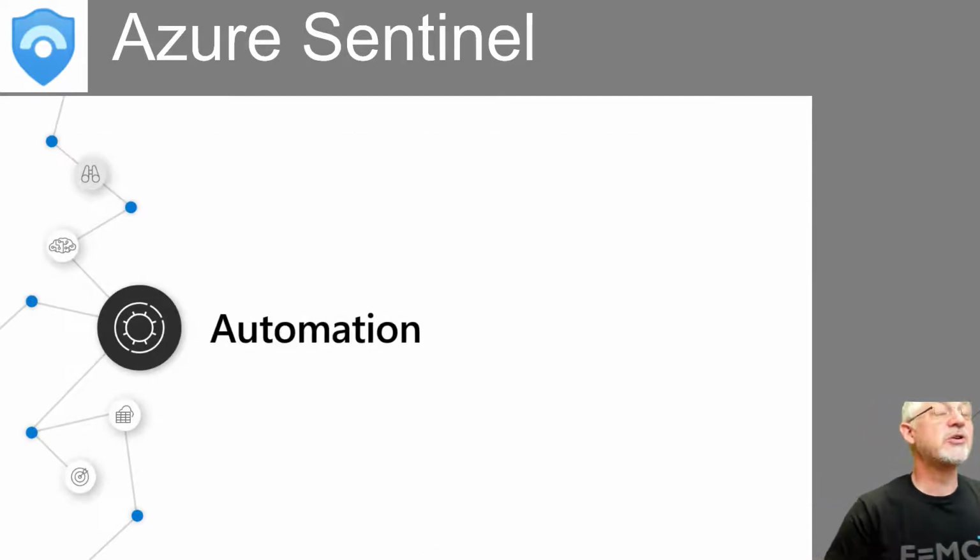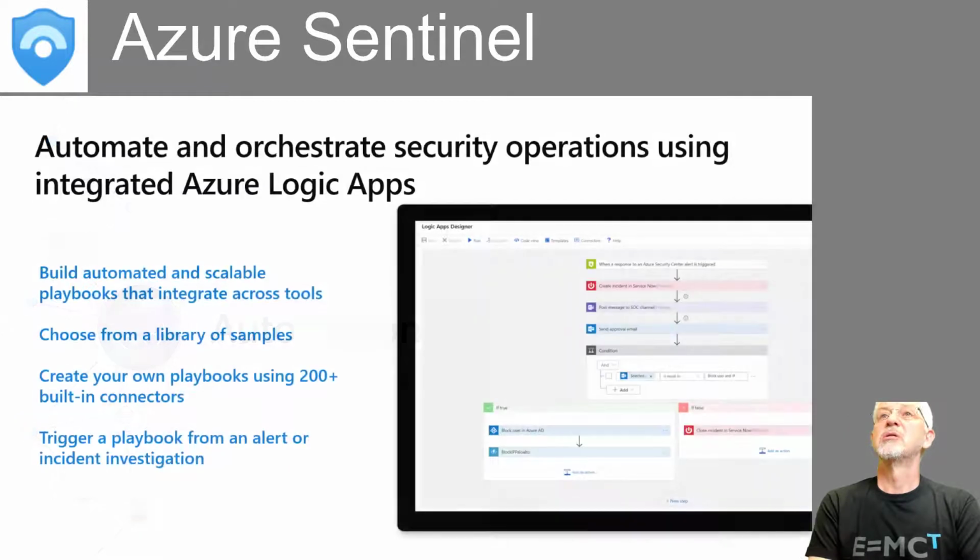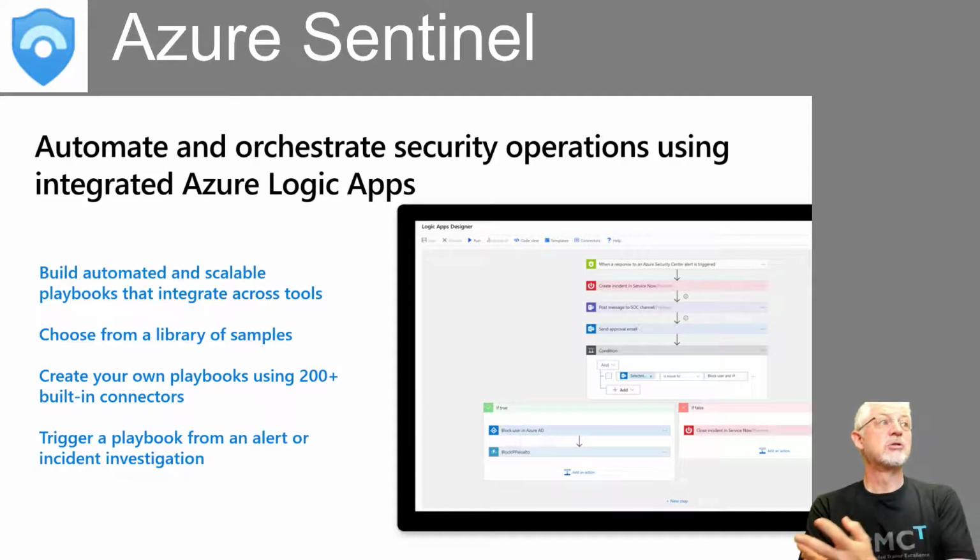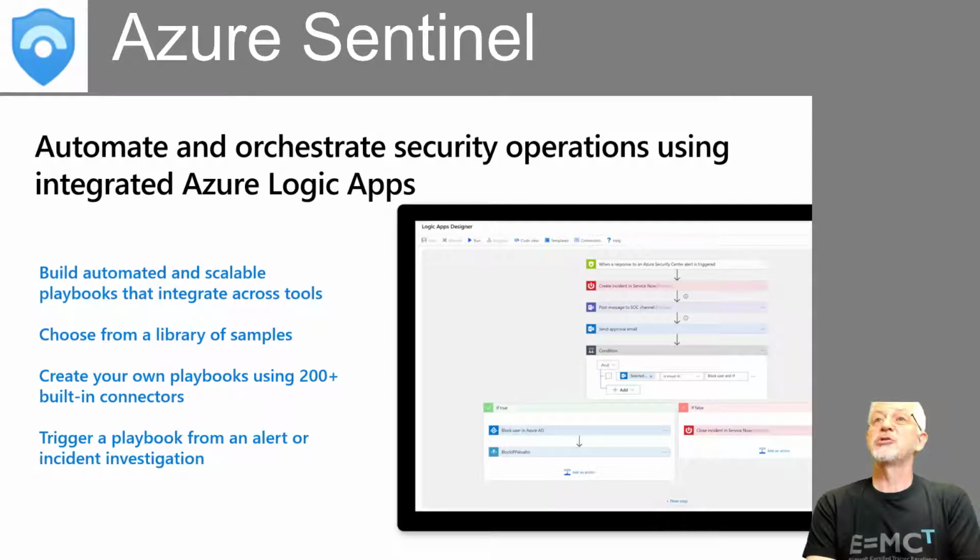Having carried out your investigation, you can then automate your actions and orchestrate your operations using logic apps. These playbooks contain logic apps, they're powered by Azure Logic Apps, and they're integrated deeply into Azure Sentinel. So you can build automated, scalable playbooks that integrate across all of your tools because it works all the way across Azure. There's a library of many samples, or you can create your own. There are over 200 connectors, and there are generic connectors for things like HTTPS as well. You can trigger one of these playbooks from either an alert or an incident investigation.